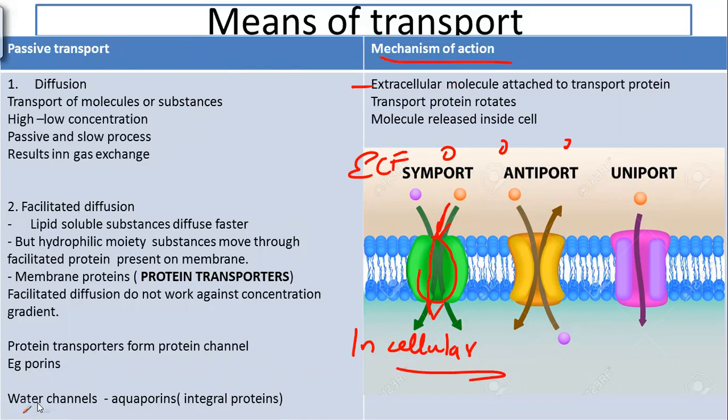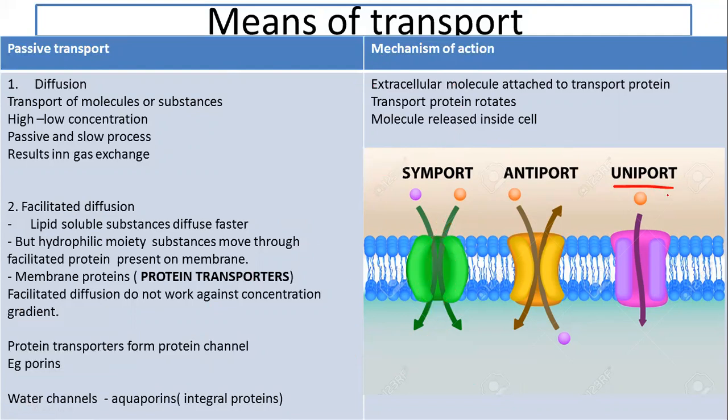Based on the direction of transport, passive transport is divided into three types. One is uniport, where only one single type of molecule is transported into the cell. First we'll go to symport, it will be easy. Uniport is one single type of molecule transferred into the cell.